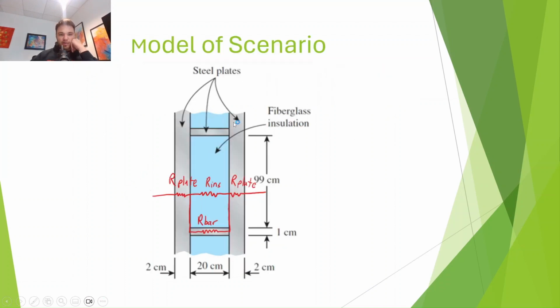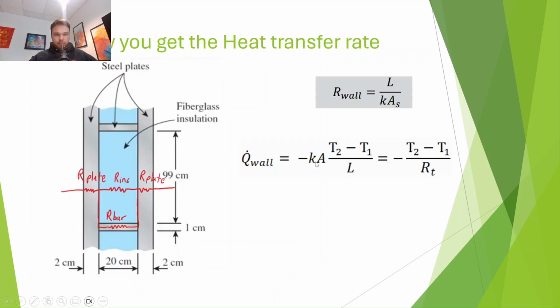Then the model scenario, thermal resistance model, is going to be the R of the plate and R of the insulation, and this is going to be in parallel with the R of the bar. And then it's going to combine back together with the R of this other plate over here. How I got this heat transfer rate is by combining this one in series with these two that are in parallel, back into series with this one.